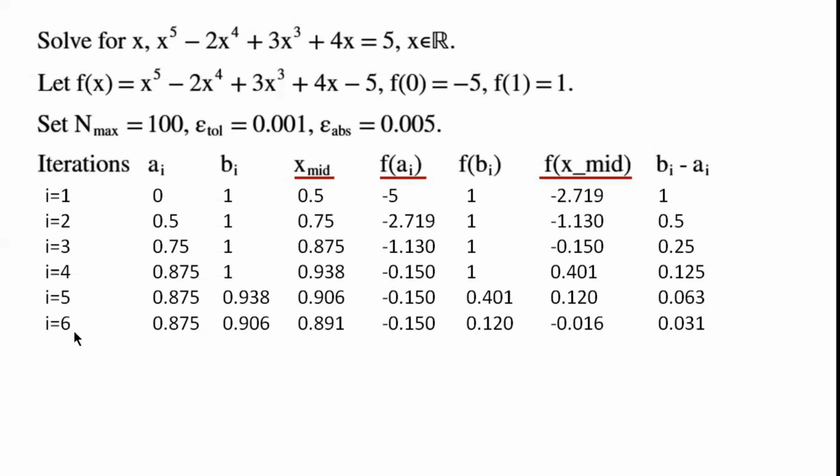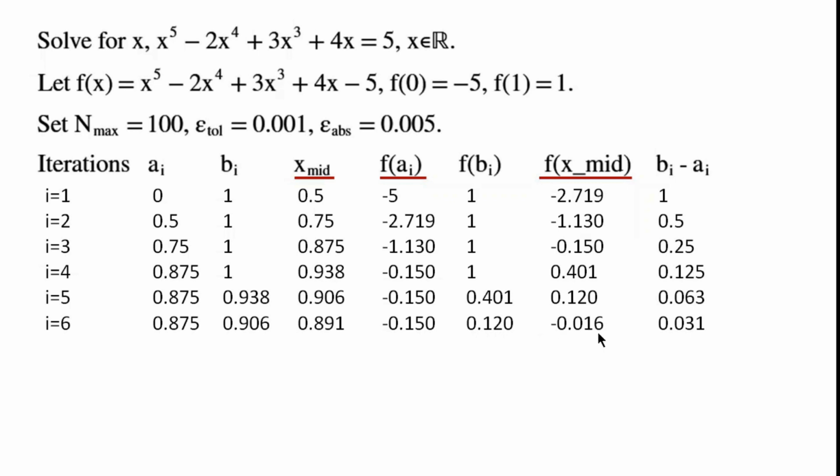So when i equals 6, we set ai to be equal to 0.875, bi to be equal to 0.906, x mid equals 0.891, f of ai equals minus 0.150, f of bi equals 0.120, f of x mid equals minus 0.016, bi minus ai equals 0.031.